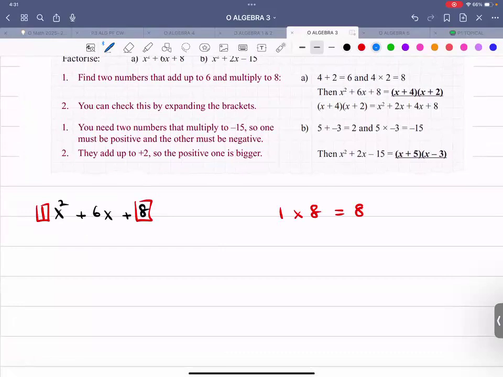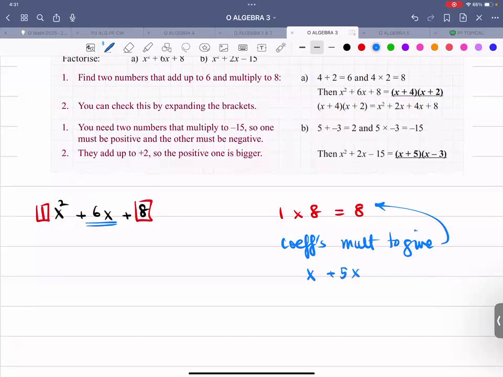We break the middle term in such a way that the equation is unaltered. At the same time, the coefficients multiply to give 8, the same number. Now, let's say if I write x plus 5x, the equation is unchanged, but it's not giving me 8. If I write 2x plus 4x, yes, it's giving me 8. So I'll write 2x plus 4x, and this x squared as it is, this 8 as it is. Now the equation is unaltered.